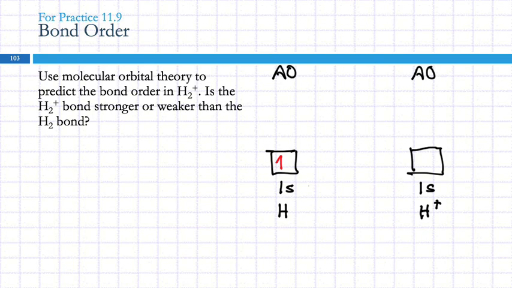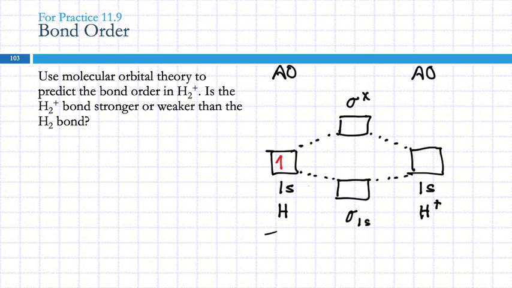When I combine two orbitals, I get two molecular orbitals. One is higher in energy and one is lower in energy. So this is the sigma 1s. And this is the sigma star 1s.